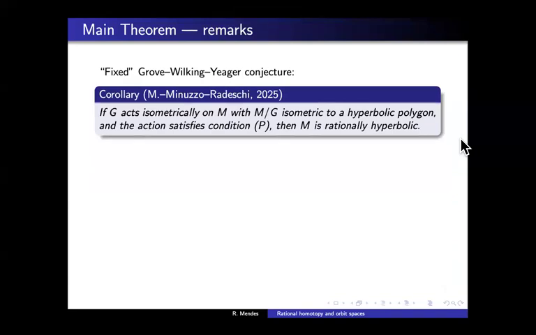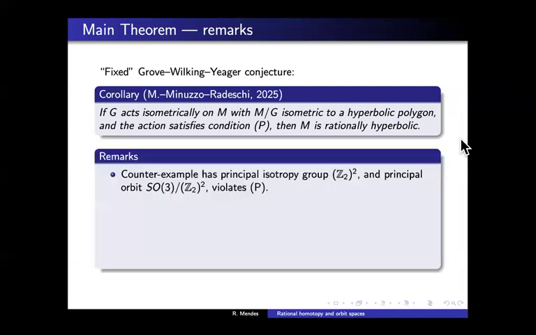So how does that imply a version of the Grove-Wilking-Yeager conjecture? Right. So if you have a group that acts such that the quotient is a hyperbolic polygon, and you have this extra condition P, then M is rationally hyperbolic, right? That's because a hyperbolic polygon is a good orbifold without conjugate points, and it's not flat. So M has to be rationally hyperbolic. So that's the main motivation for the theorem, this corollary right here.